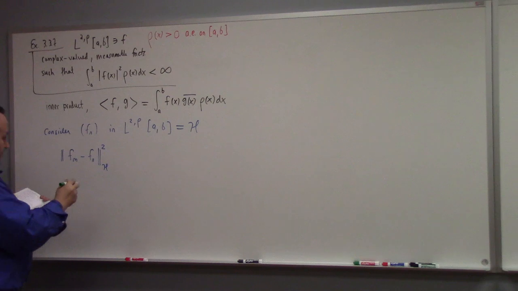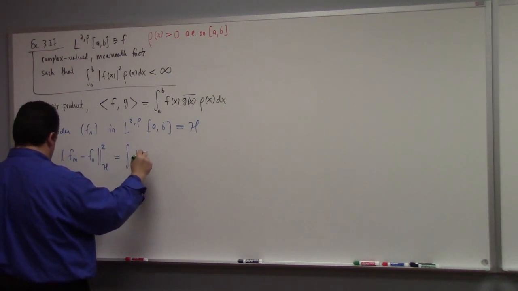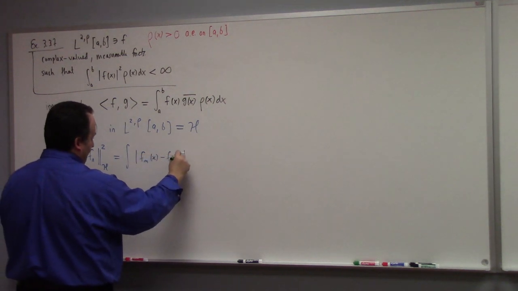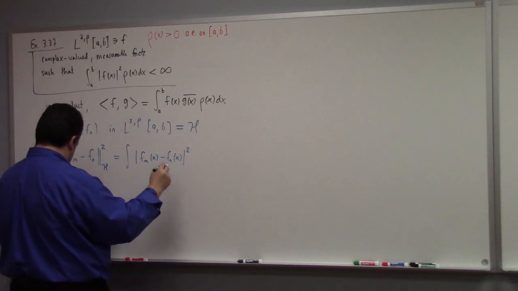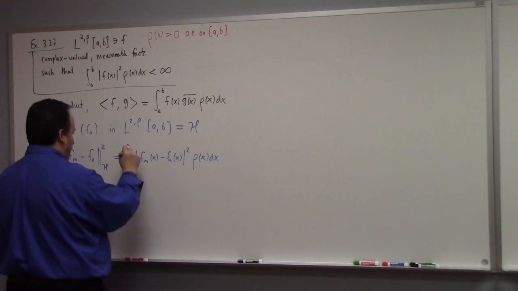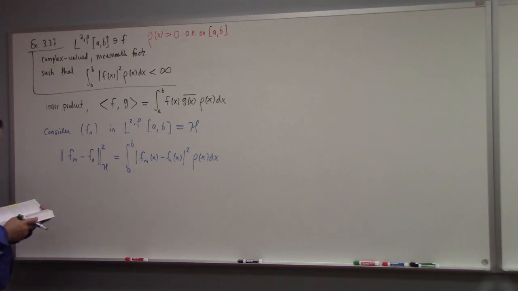Well, that is equal to the integral from a to b of the modulus of Fm of x minus Fn of x squared times the weight function of x dx, right? And if that's a Cauchy sequence, that has to go to 0 as what?